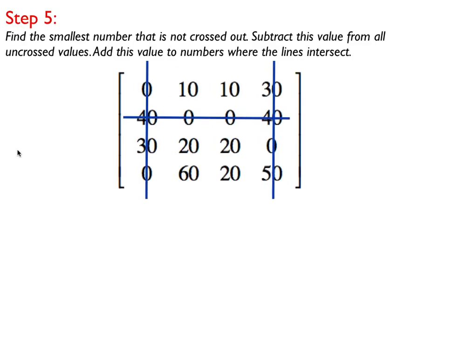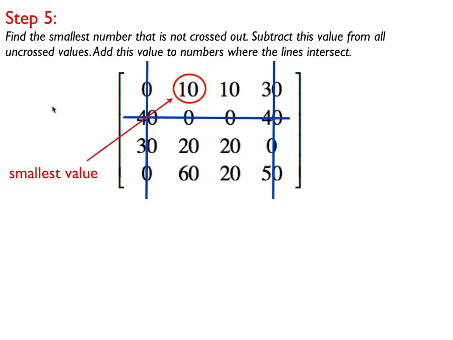Step 5 says that we look for the smallest number that isn't crossed out. In this case that's going to be 10. We subtract that value from all the values that are not crossed out, and we add that value to the numbers where the lines intersect.